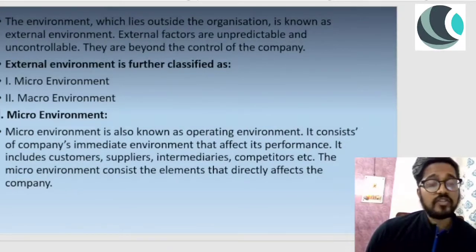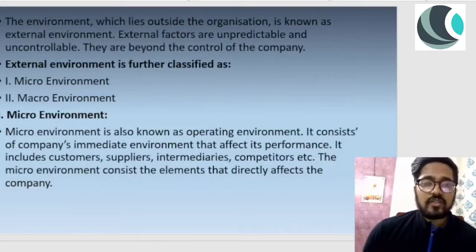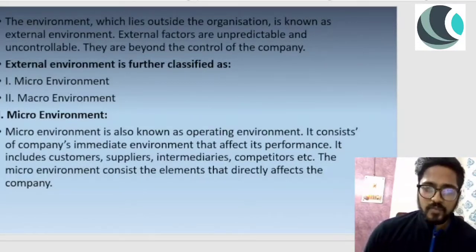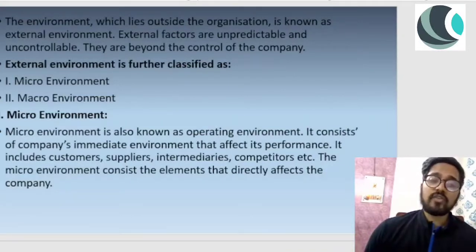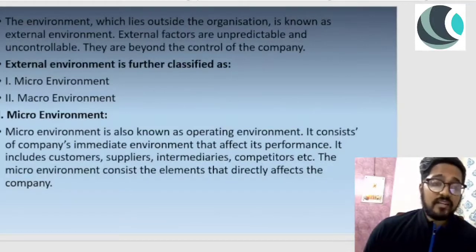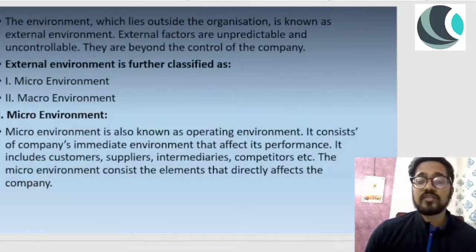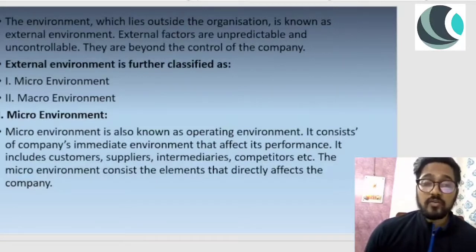The environment which lies outside the organization is known as external environment. External factors are unpredictable and uncontrollable. They are beyond the control of the company. As the term states, external, right? They are not within the boundaries of the company. They are outside of it, right? So they are difficult to predict and surely uncontrollable, because those things are not in your hand. How are you going to control it then, right?